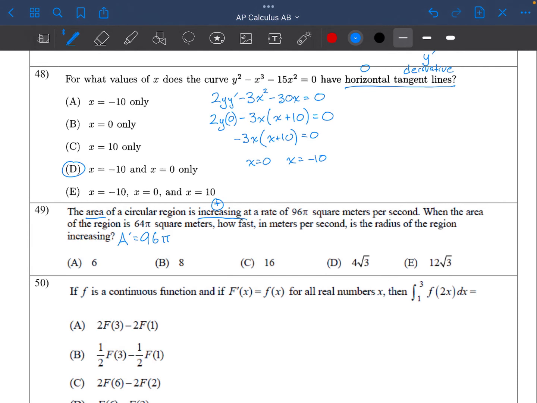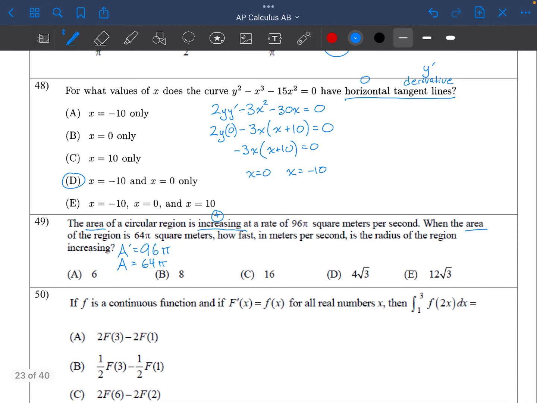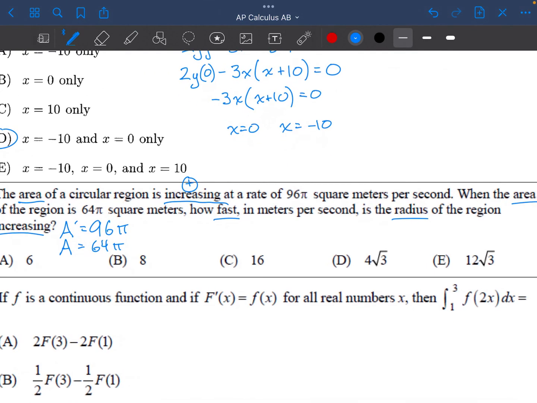When the area is, so this is just a pure area, no A prime, just A, when the area is 64 pi, how fast in meters per second is the radius increasing? So it's asking for fast and the word increasing. Both of those indicate it's something prime, and it's going to be radius prime. So we're asked to find what is r prime. That's going to be my empty box.